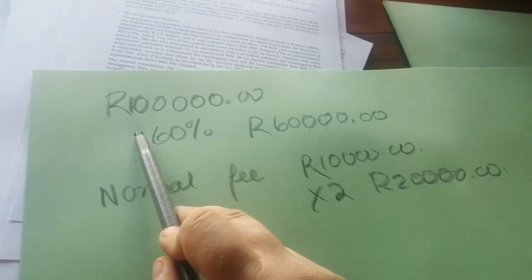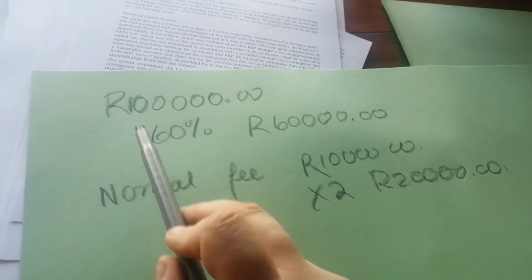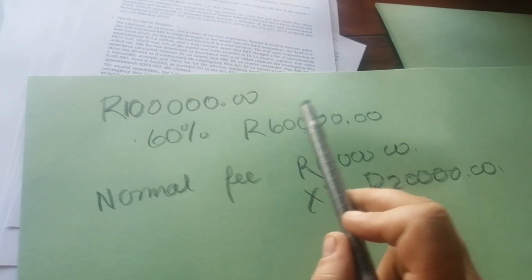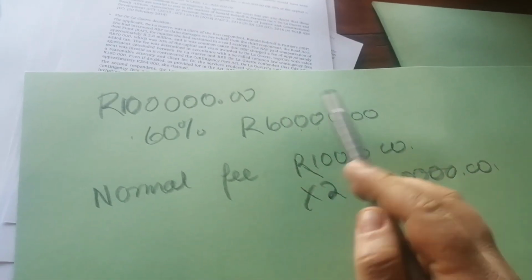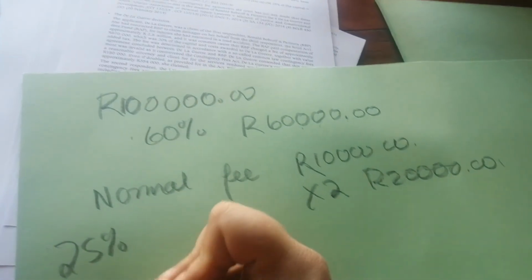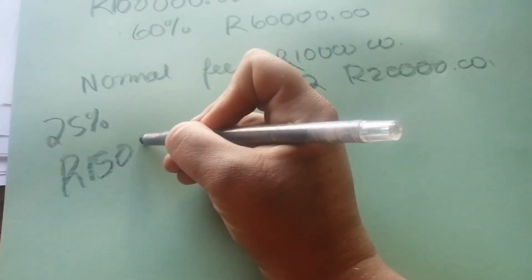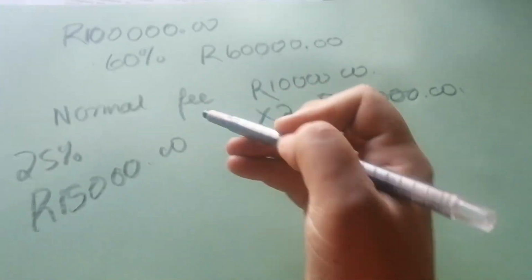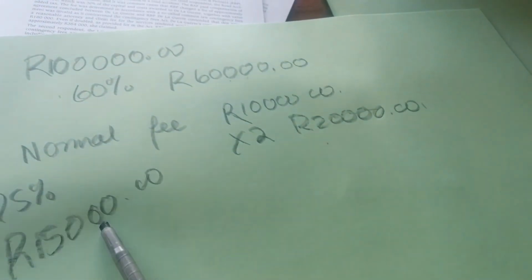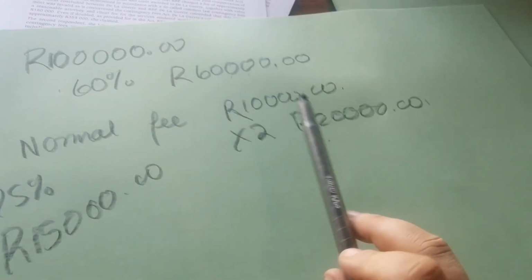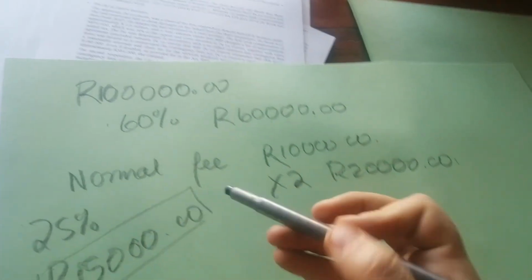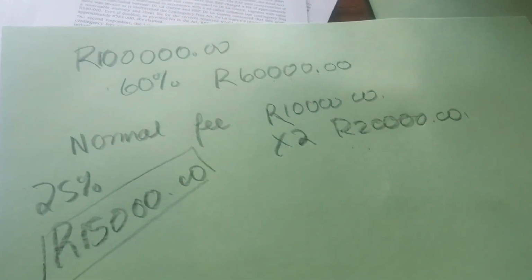Did my client sue for 100? Yes. Did he get 100? No. He got 60%, so he got 60,000. What is 25% of 60,000? Well, 25% of 60,000 is 15,000. Now, is 20,000 more or less than 15,000? It's more. So what does my client have to pay me? What do I get? 15,000. Okay, makes sense.